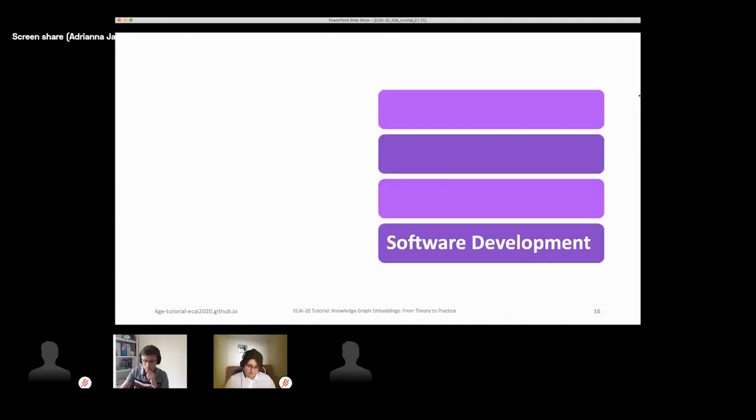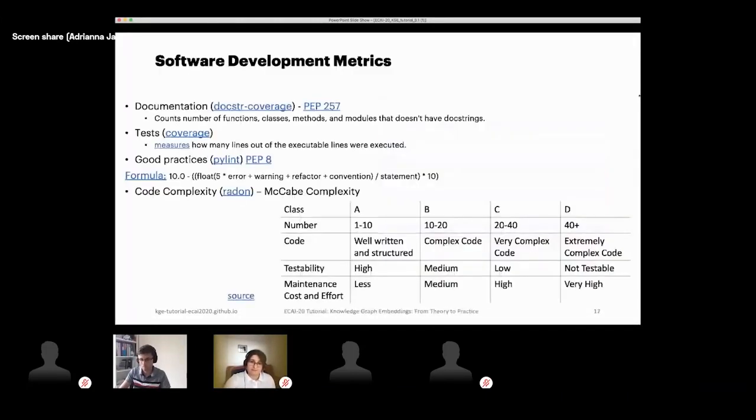Let's move on to the software development, which is our final section here. We will be looking into different metrics, but why we look at it in the first place. When you have a library which is well documented, well tested, and follows good practices, it's much easier to learn and use, and the learning curve is less steep. Following good practice is important for quality reasons as well. So we looked at four different metrics: documentation and test coverage, good practices, and code complexity with Maccabe complexity. So let's have a look.